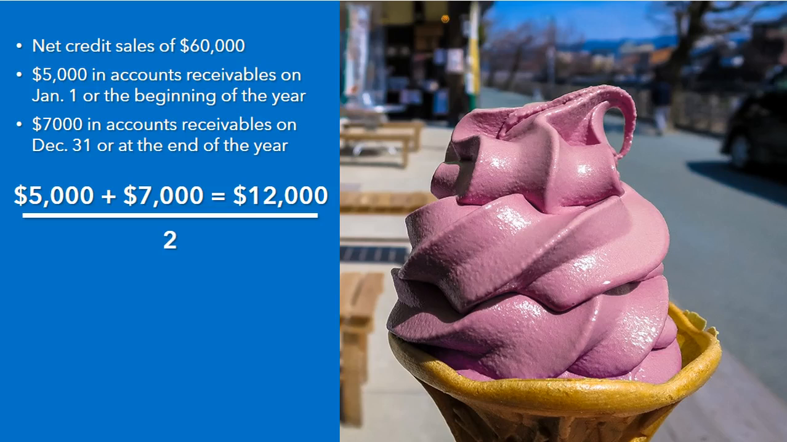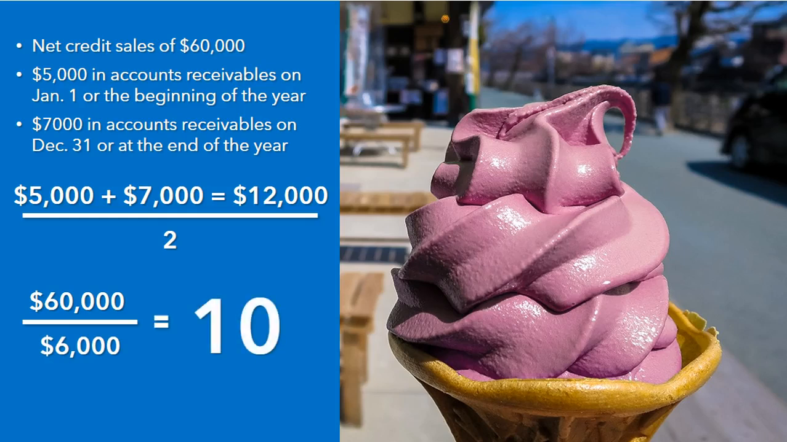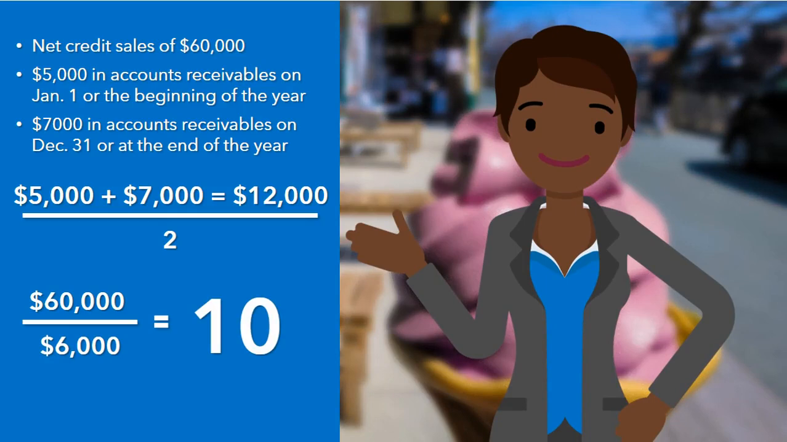In this case, it's $6,000. Then, divide the net credit sales by the average AR. This gives you the AR turnover ratio. A company that is on top of collecting payments due will have a higher accounts receivable turnover ratio. Let's hear more about these two ratios from an expert.